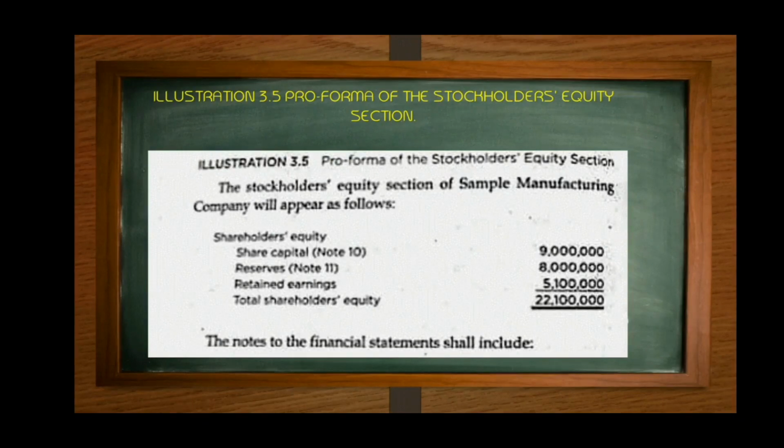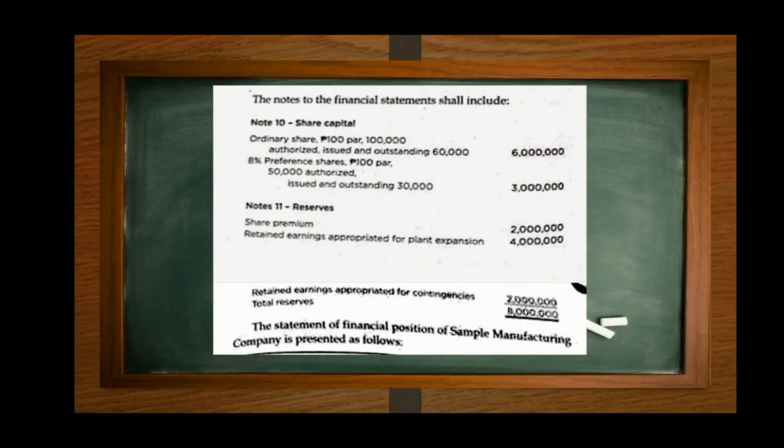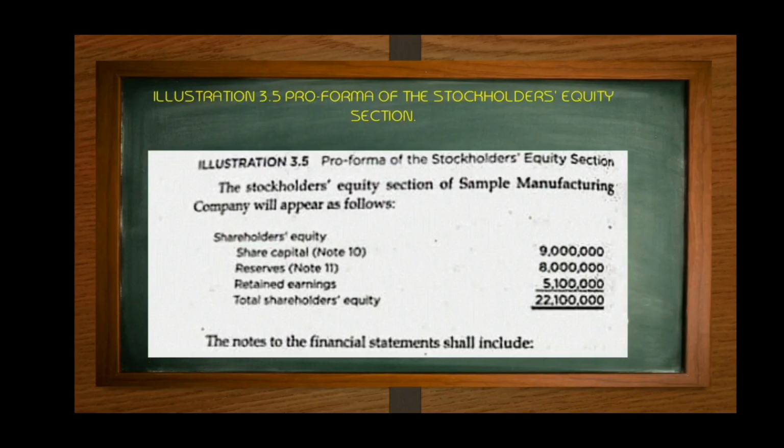Pinag-add lang siya para makuha yung shareholders equity na 22,100,000. This is yung presentation 2. Diyan sa presentation 2, pinapakita naman dyan yung disclosing sa notes, kung paano na-disclose. Yung sa presentation 1 din, ayan, disclosing sa notes. Notes din.